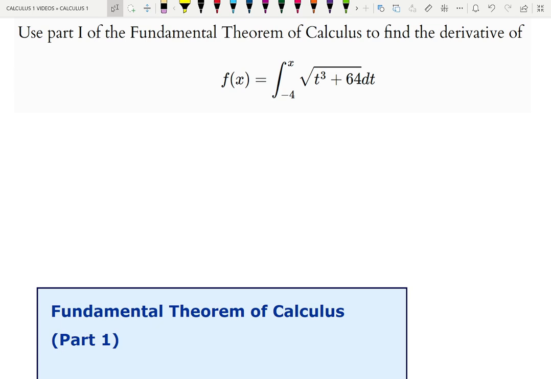Use part 1 of the fundamental theorem of calculus to find a derivative of the given integral from minus 4 to x of the square root of t cubed plus 64 dt. Well, I will first surprise you with the answer.